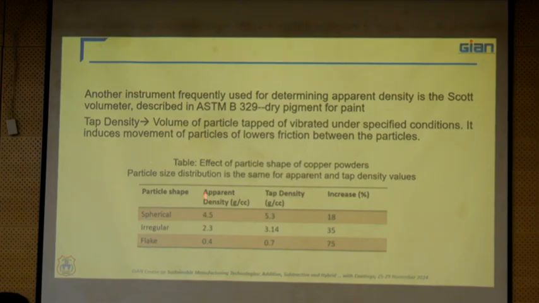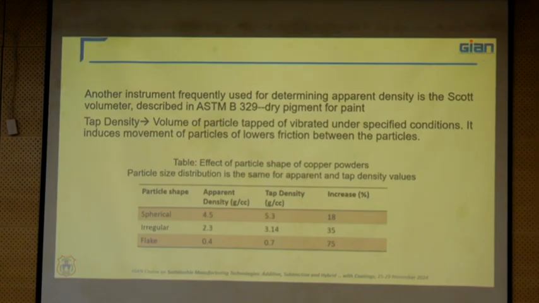Then why is the tap density higher than the apparent density? Because we are applying pressure, tapping onto your powder particles, so it will compact more and the voids are going to be very few. We are compacting more to remove the voids. That is, applying pressure will increase the density of your particles. That will give higher density in all the spherical, irregular or flake-like structures.